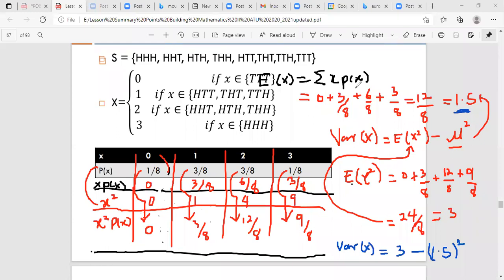Whilst I take, I think I saw somebody's hand, Bismarck or so. Bismarck, now you can raise your hand and ask your question. Yes, Bismarck. I've unmuted you.